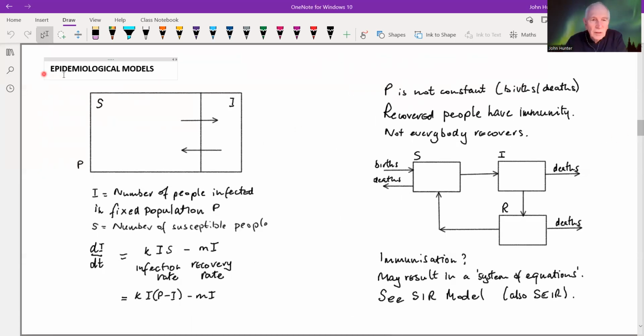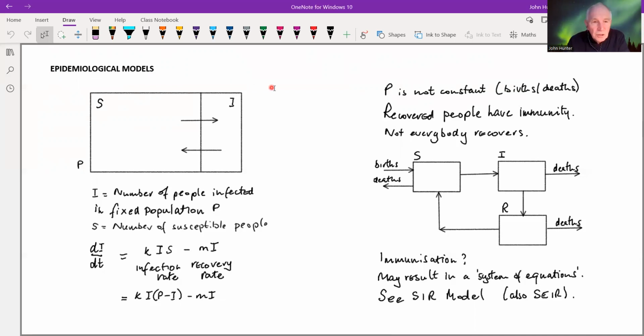I mean, epidemiological models. There was a lot of use of this and thinking around this sort of thing, obviously, during the height of the COVID pandemic.